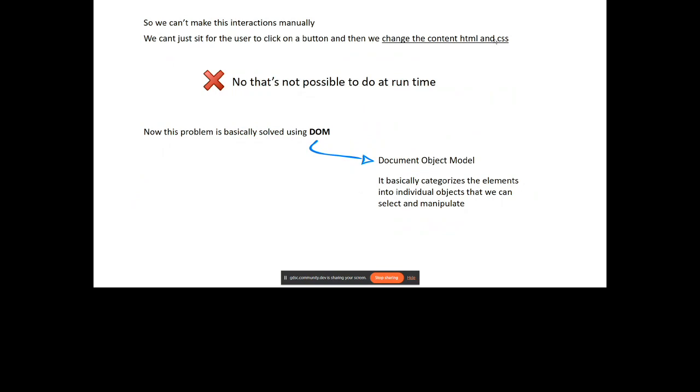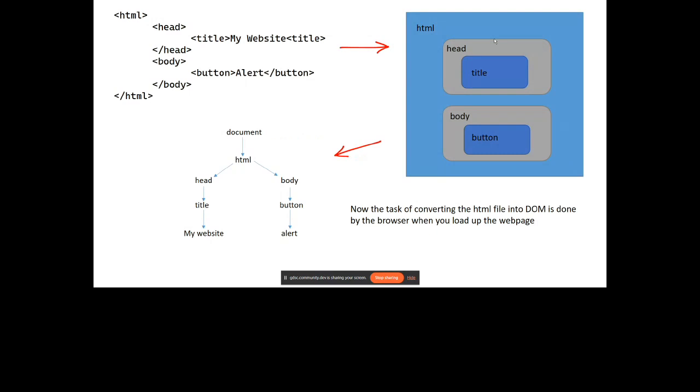These interactions can't be built manually. For example, we can't sit and wait for the user to click on a button and then change the content of the HTML and CSS. That is not possible at runtime. So we need a technology, for example the DOM. What the DOM does is categorize the elements into individual objects, and we can select and manipulate those objects accordingly, so that we can interact with the user. So I will be focusing on the DOM and how to select and manipulate those objects.